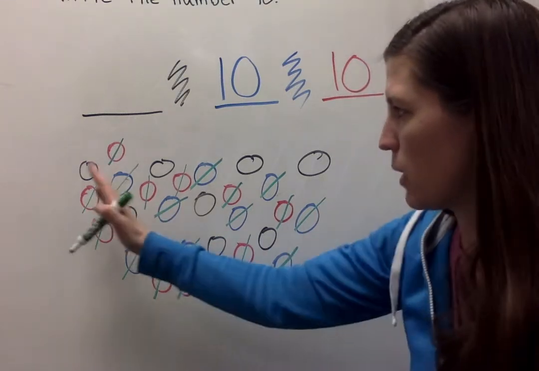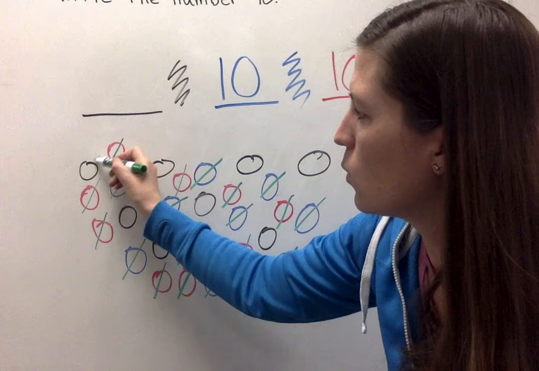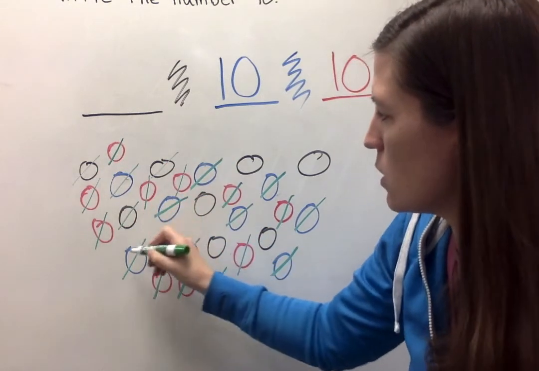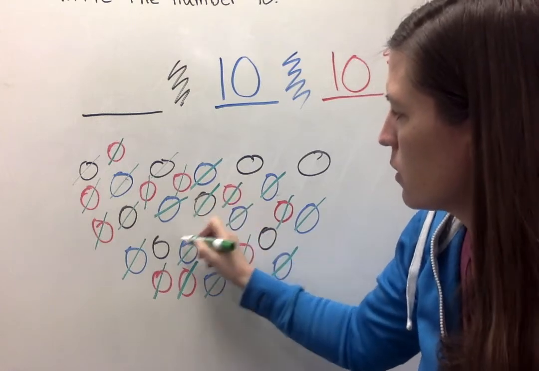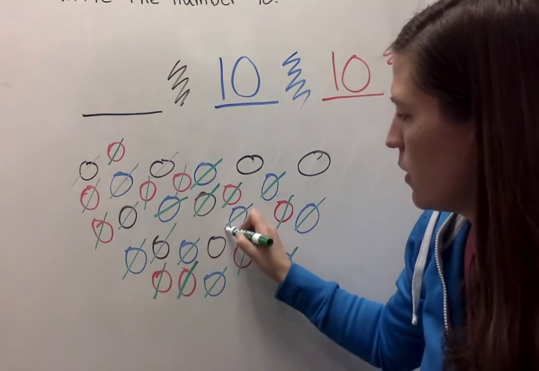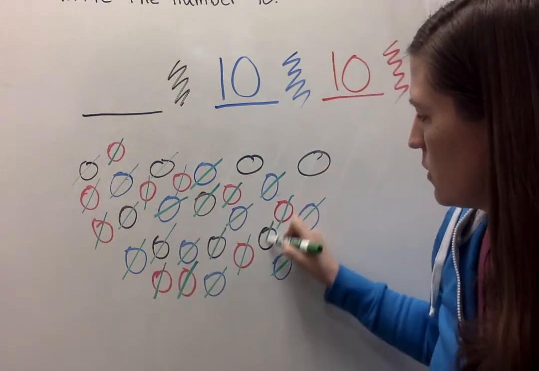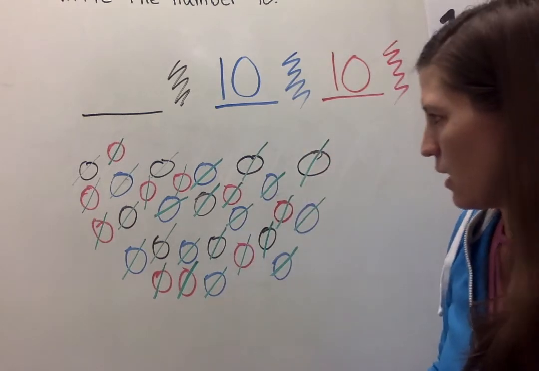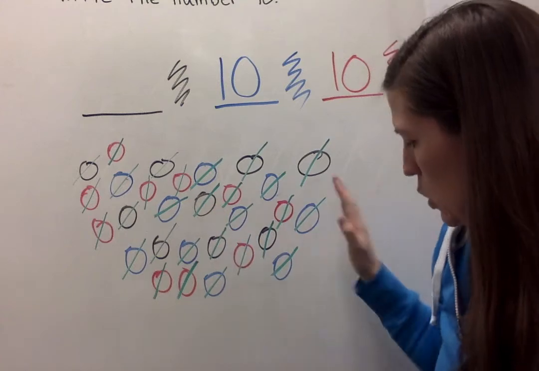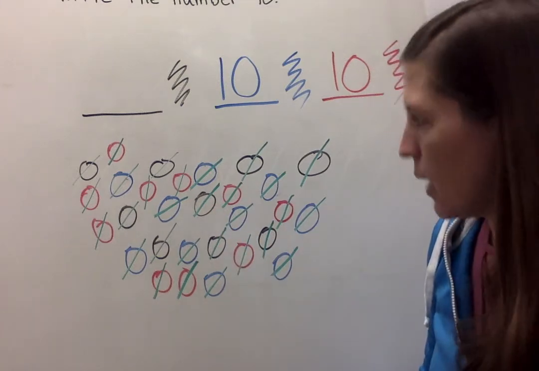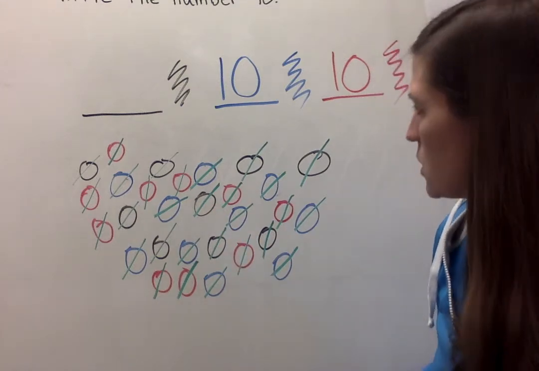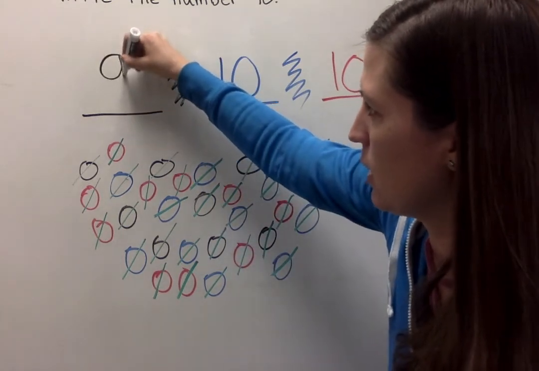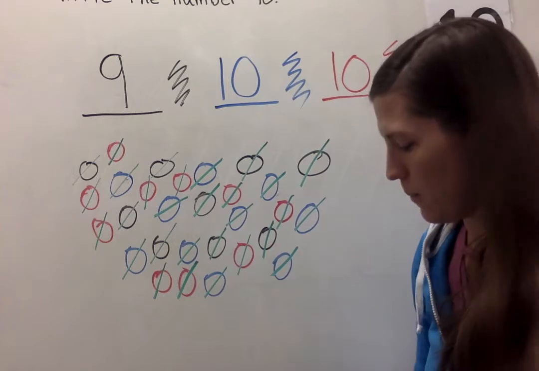Let's count them. Let's start back on the left. 1, 2, 3, 4, 5, 6, 7, 8, 9. Double checking you don't have any more. 9 black ones. Make a loop and then a line. That's the way you make a 9.